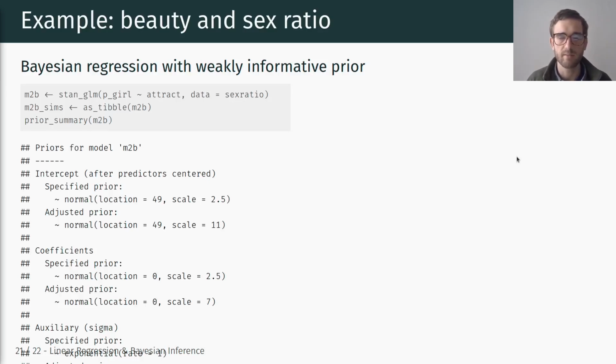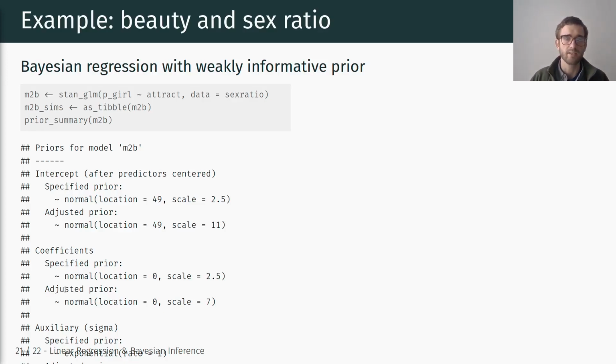So we run this model in stan, using stan GLM. We save our simulations by converting the model output to a tibble. Then another thing we can do is examine a prior summary, if we want to look at what type of default priors stan actually used in this context. We see that both for the intercept and the coefficients, there is a normal prior, a specified prior and an adjusted prior. The adjustment takes into account the scaling of the original data.